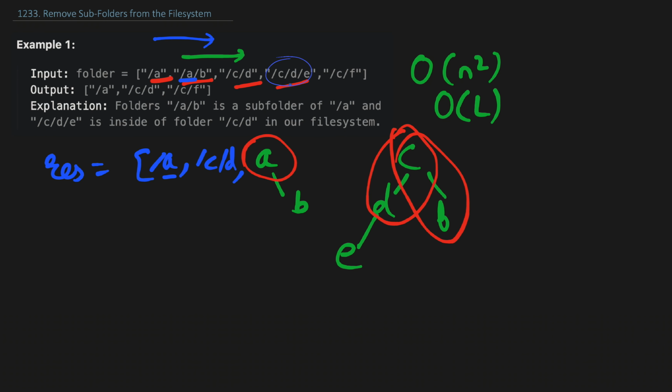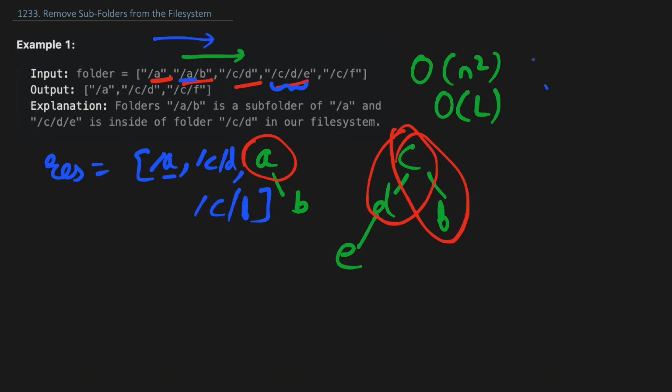Now we come to /c/d/e and check if it is a child of the last parent added to the result list. And in this case it is, because of this common prefix, so we skip adding it to the list. And finally we see /c/f, and it does not have any common prefix with the last parent added, that is /c/d. So we will add it to the answer list. And finally our answer has these three elements.